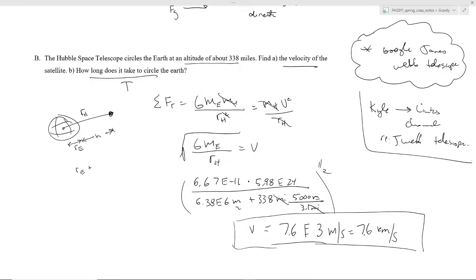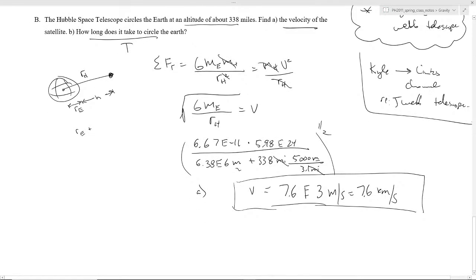And then the second part, so that's basically part A. The second part of this question was, how long does it take to circle the Earth? And we usually use the letter T, capital T, to denote that. Let's see, is the 6.38 the Earth radius? Yeah, 6.38 times 10 to the 6 is the radius of the Earth.